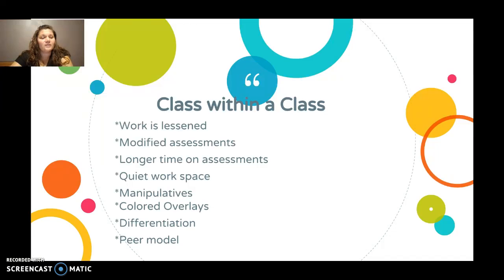In class within a class, some things that we do are lessen our workload. We modify assessments. I actually served on a committee that revamped every assessment for 5th grade math, and there are 2 modules and we have 6 modules. We also give longer time for assessments and breaks if we need to. Quiet workspace if the need is there for that. Manipulatives, colored overlays, differentiation, and peer modeling.